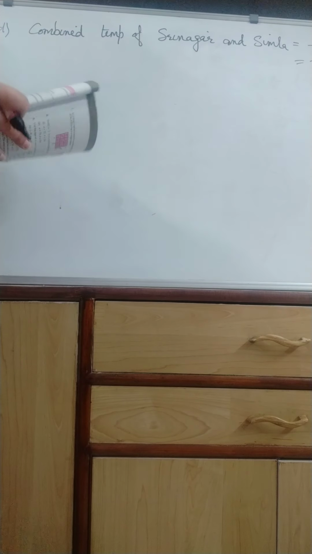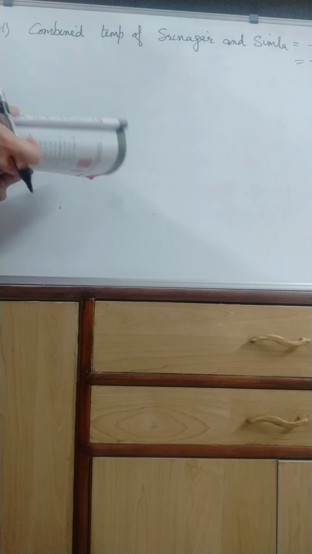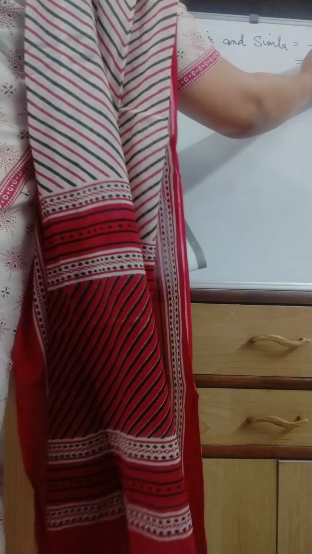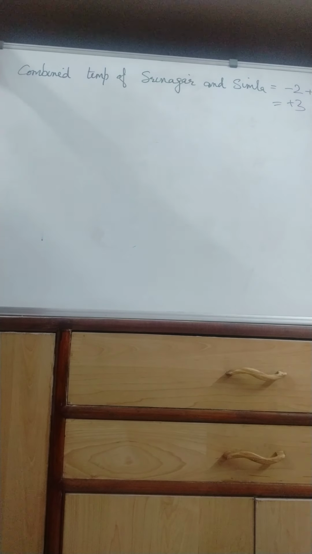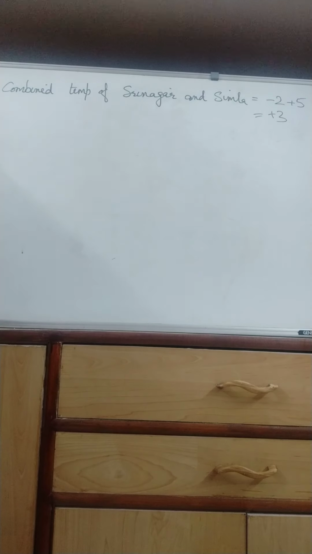Yeah, so I have written combined temperature of Srinagar and Shimla because they want it taken together. So combined temperature would be -2 plus 5, which becomes +3. Why? Because one number is positive, one number is negative. So you will always subtract the two and put the sign of the greater integer. So this becomes +3.